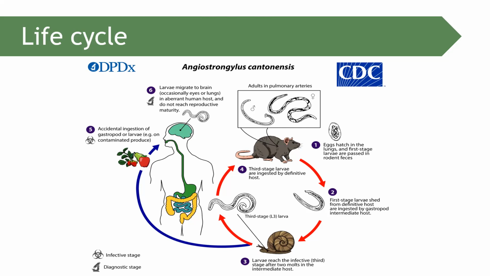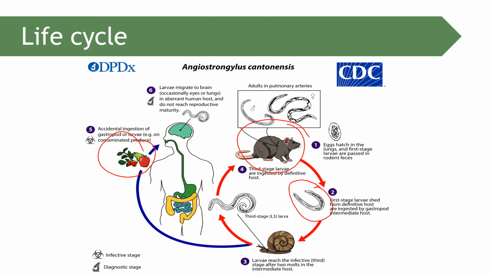Okay, what else? Bakit nagkakameron ng contamination ng food? Yung ating rats, which is considered as the natural host of Parastrongylus cantonensis, na nagkakameron siya ng deposition of the eggs. No? Hatch eggs in the lungs of the rodents. And the first stage larvae are present in the rodent's feces. So magkakameron ng larval stage. Itong larval stage na to, the first larval stage shed from the definitive host, which is your rat, no, and ingested by gastropod intermediate host.